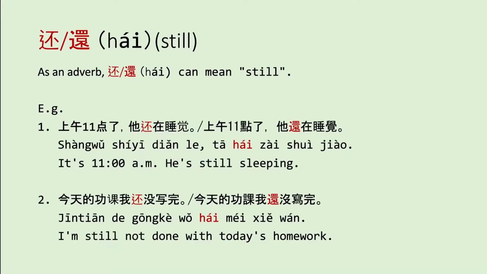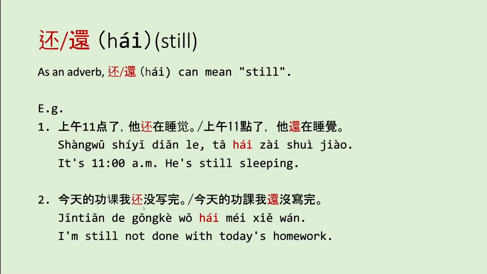The third grammar that we're going to be talking about is 还, and as an adverb, 还 can mean still. The first example is 上午11点了，他还在睡觉. It's 11 a.m. He's still sleeping. The second example, 今天的功课我还没写完. I'm still not done with today's homework. If you didn't have 还 and you just said 今天的功课我没写完, you're just saying, oh, I didn't finish today's homework.